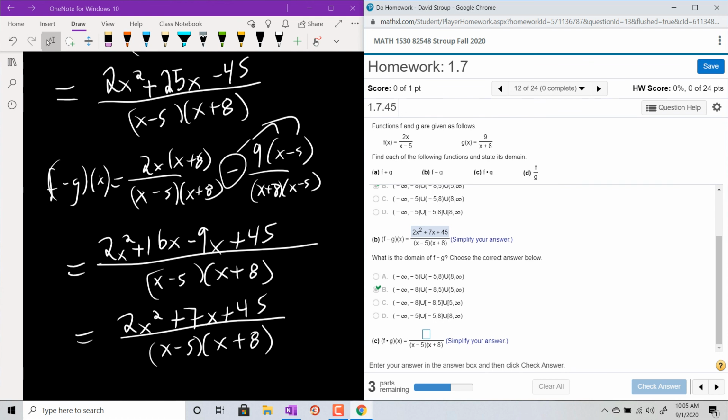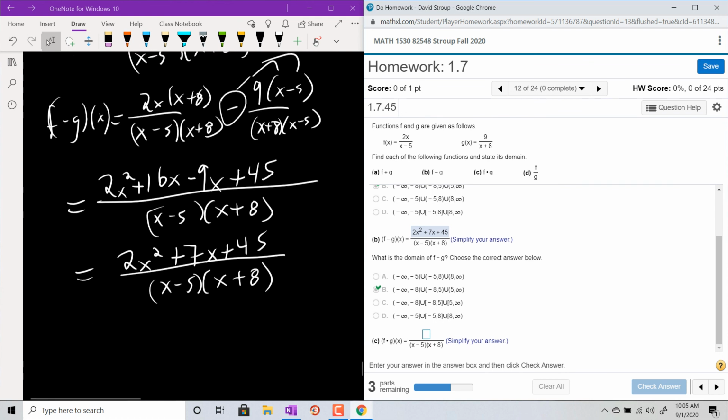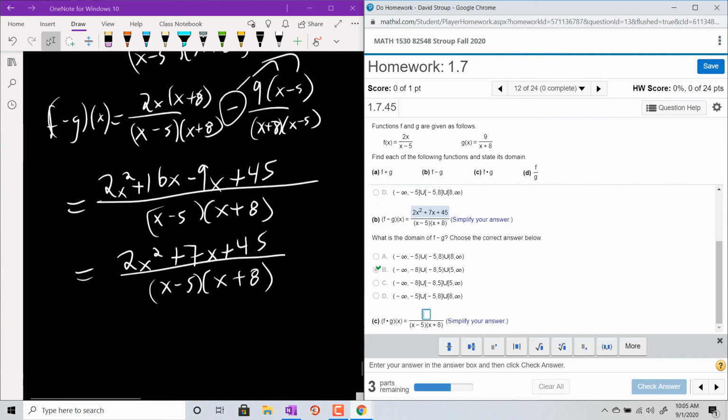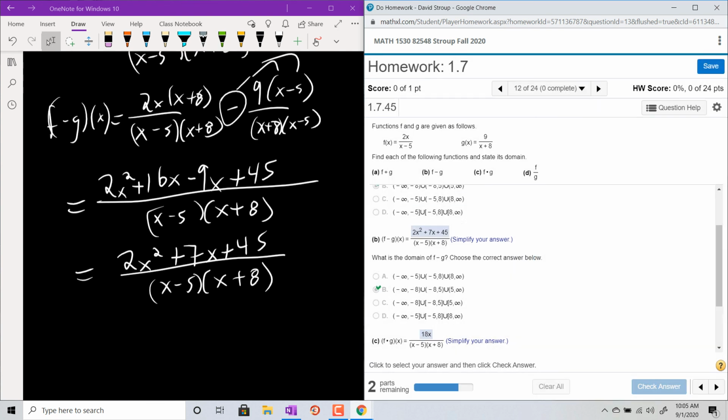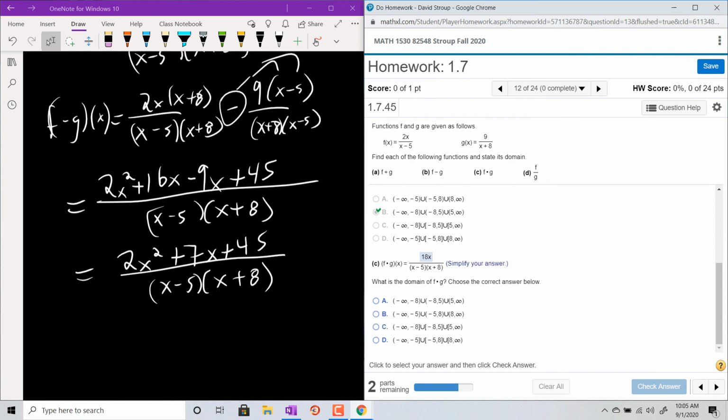Okay, f times g of x. The numerators are multiplied together, so that's 18x over x minus 5 times x plus 8. And then the domain is the same as before.